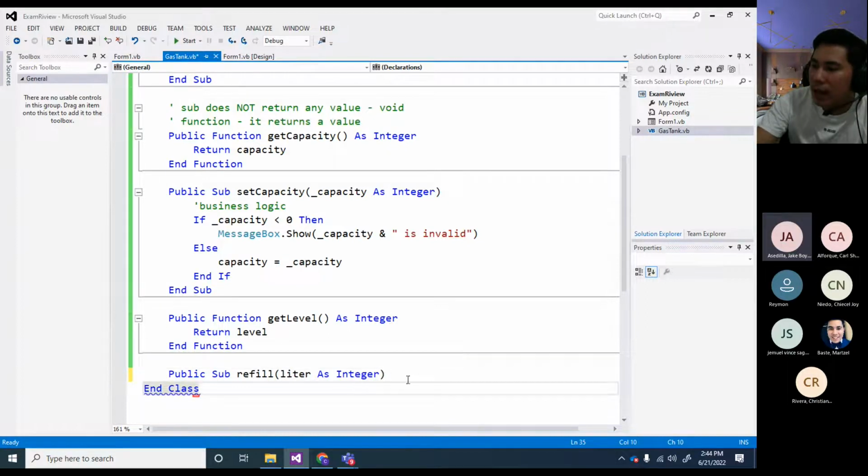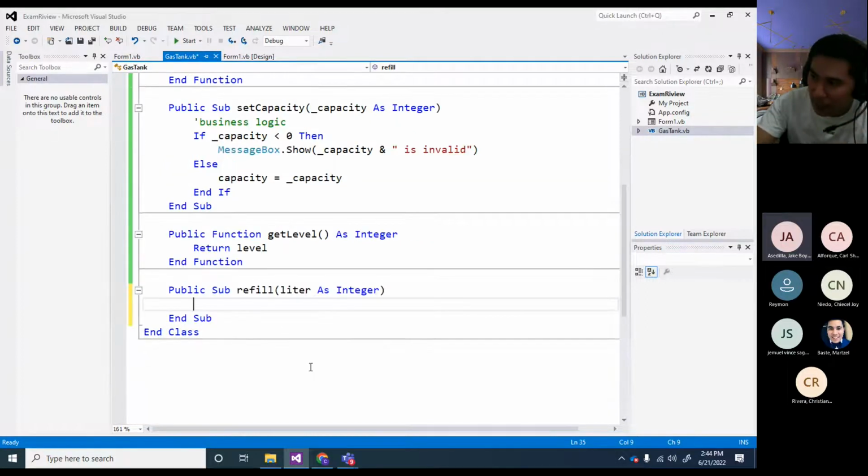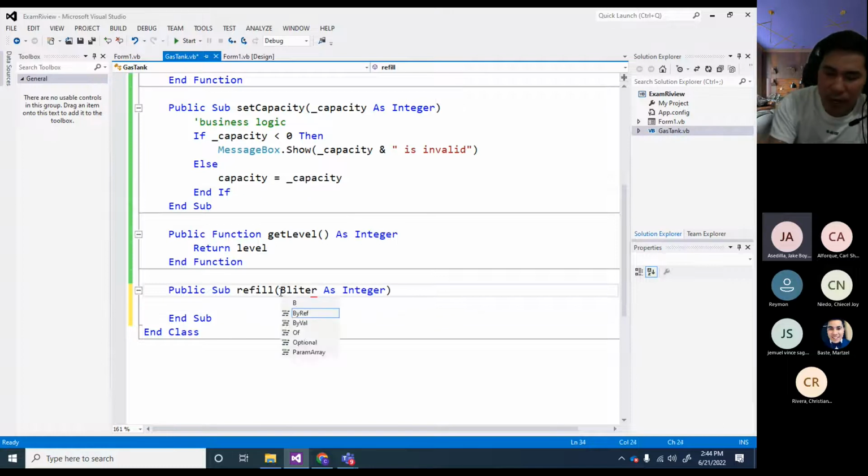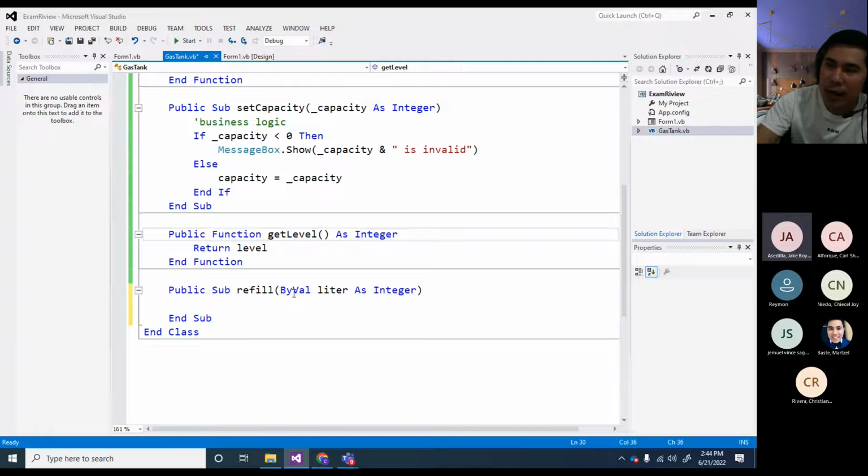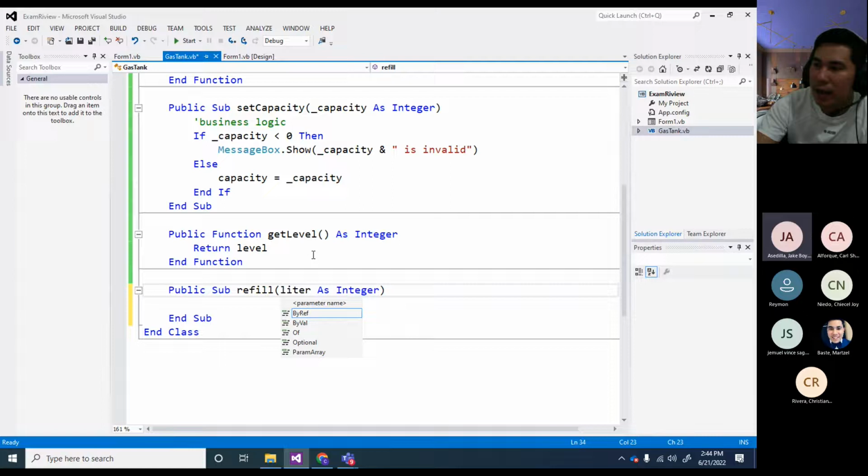By the way, class, there are two options here: ByVal liter as integer. ByVal means you pass the liter by value. The other one is ByRef, where you pass the value by reference. But if neither is specified, it's automatically by value.